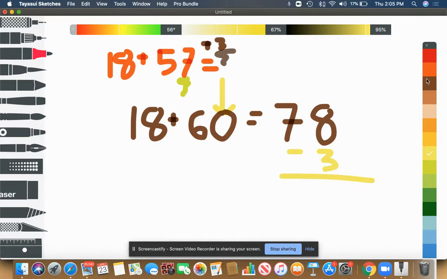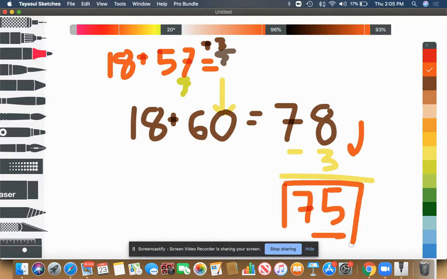So what that's going to be is 8 minus 3 is 5, and then 7 minus 0 is 0. So I would get 75. 18 plus 57 is 75.